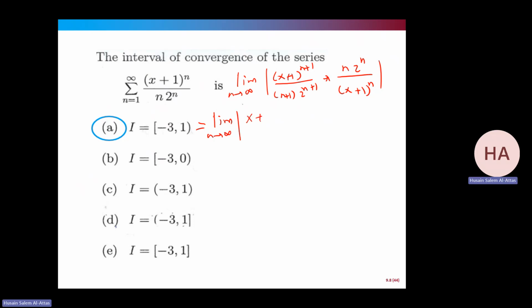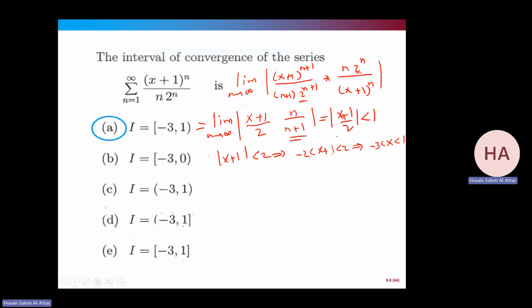X plus 1. Okay. This with this gives me over 2, and they have n over n plus 1. This limit is 1. So I have (x plus 1) over 2 less than 1. So I have this one less than 2. So I have x plus 1 between minus 2 and 2. So I have x between minus 3 and 1.